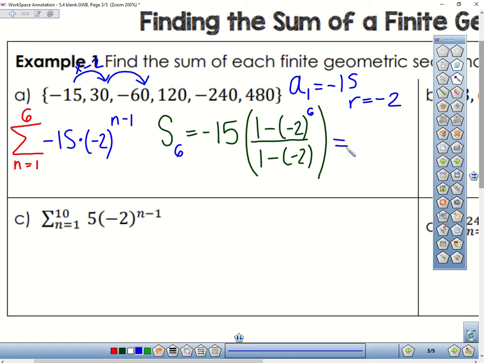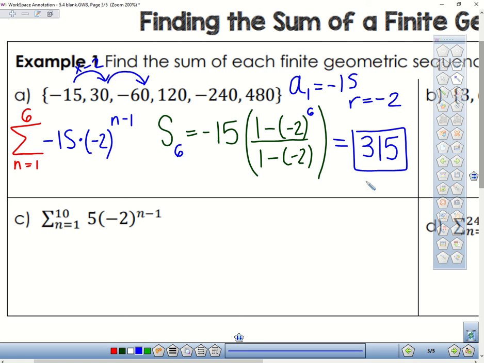So we do this math in our calculator, the easiest way to do it. So 1 minus negative 2 to the 6th power divided by, what's 1 minus a negative 2? Good, you add it. And then times 15. And you're going to need your calculator for this, of course, but the answer comes out to be 315. So what that means is the sum of these 6 terms is equal to 315. So if you added them all up, you would get 315.